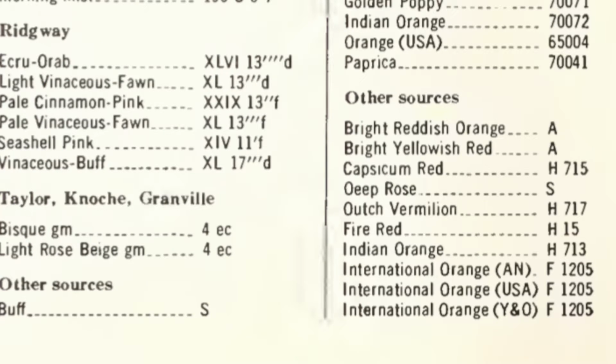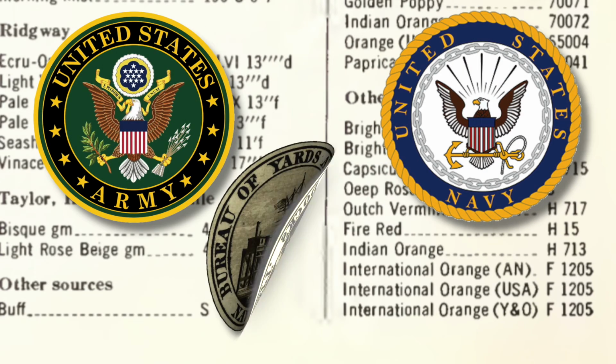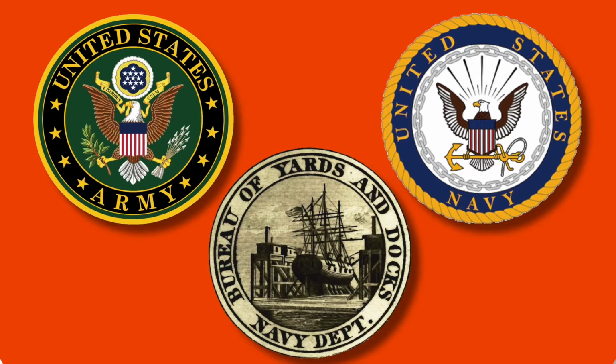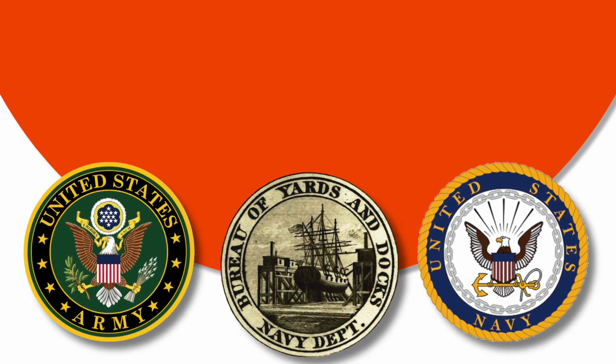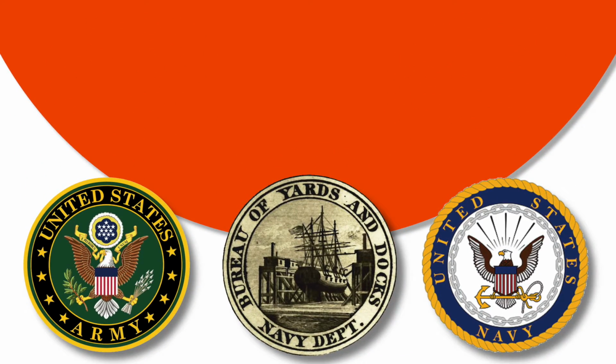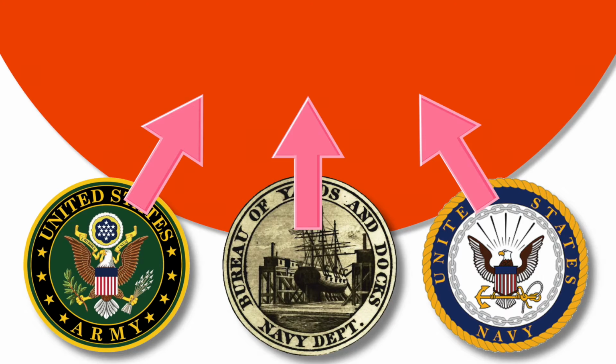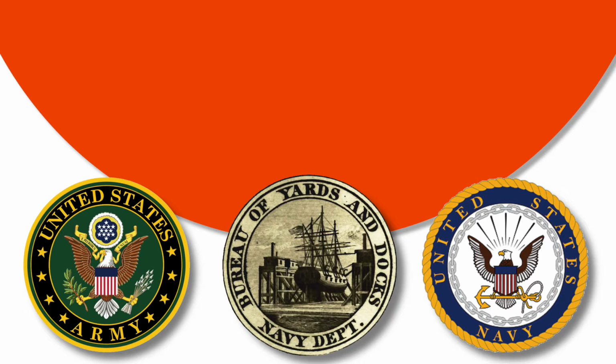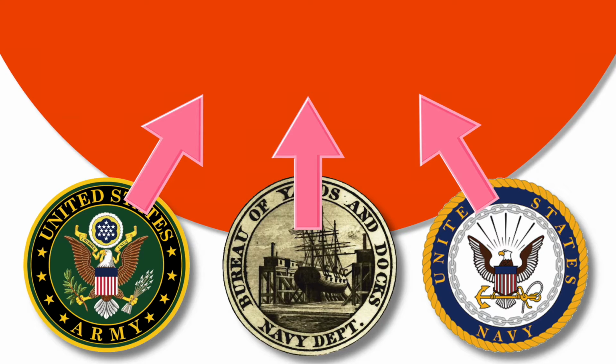The entries for International Orange indicate that this colour was originally predominantly used by the US Army, Navy, and Bureau of Yards and Docks. International Orange, like many colours, was basically an agreement between different parties that this is what the colour should look like. And because this colour was perceived as being a good high visibility colour, it was agreed upon to be the colour we know today as International Orange.